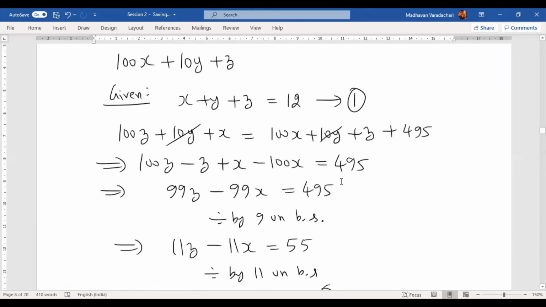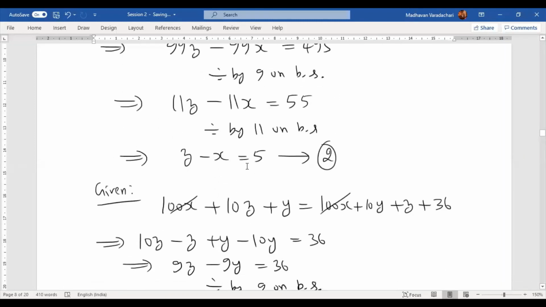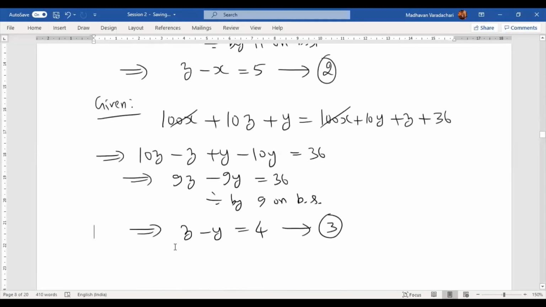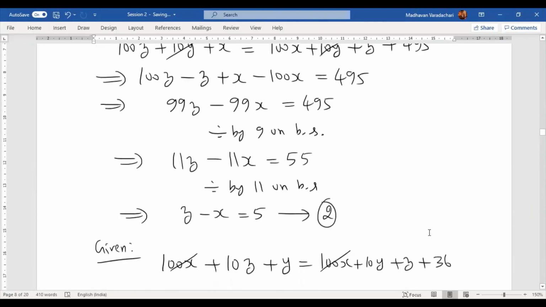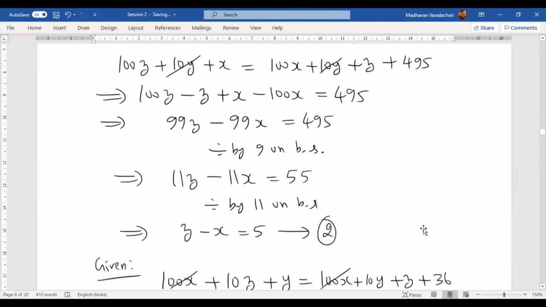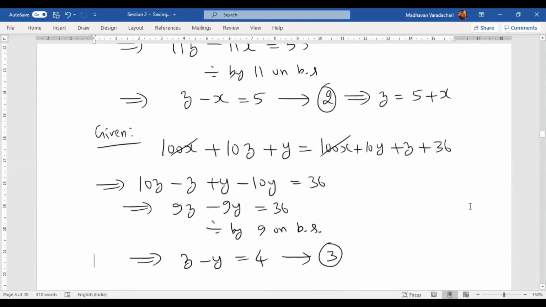Now, if you look at 1, 2, and 3, 1 has x plus y plus z is 12. Here you have z minus x, here you have z minus y. So what I can do is convert everything in terms of x. If z minus x is equal to 5, I can say z is 5 plus x.